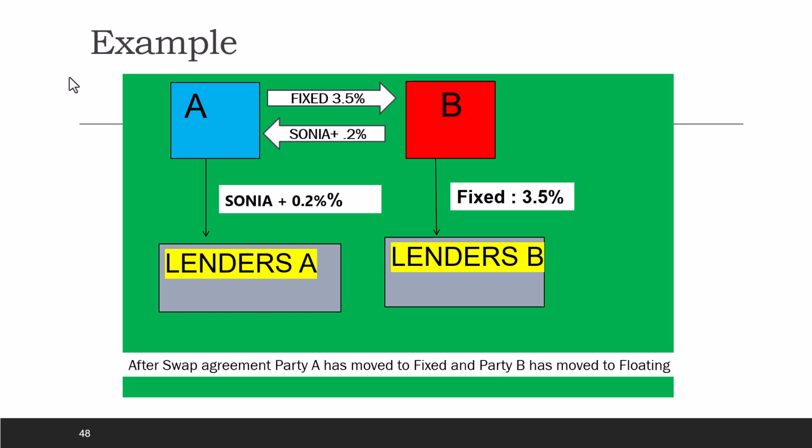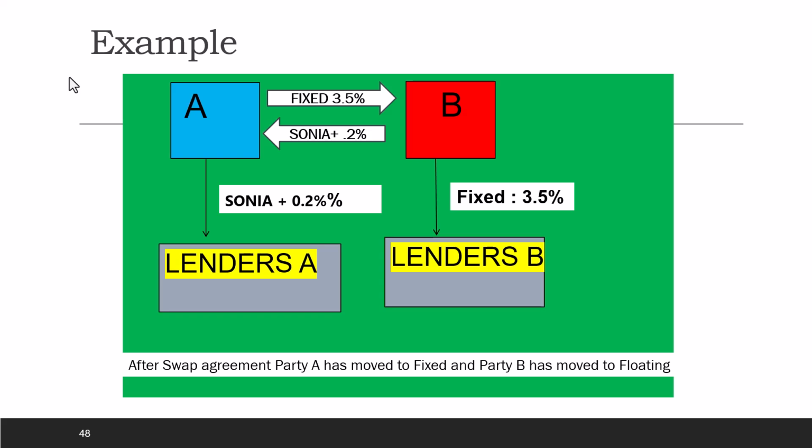By this swap, what has happened? A has moved from floating to fixed, and B has moved from fixed to floating. Are you able to capture this? So now A is paying B 3.5%. So he is now on fixed, but he is getting SONIA plus 0.2, which he pays to the bank. So the result is that he is now fixed. Okay, fine. Is that okay?